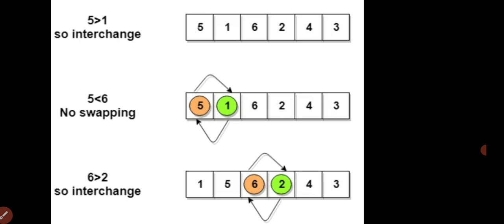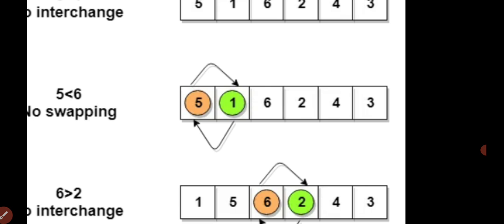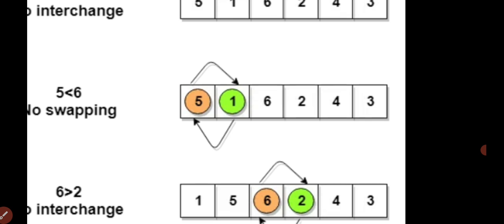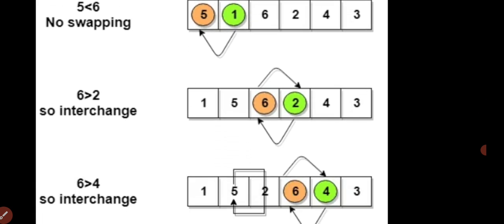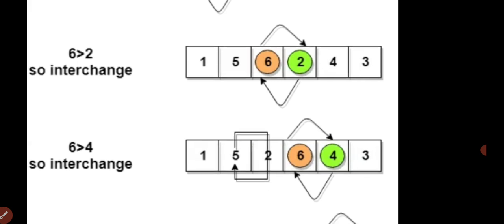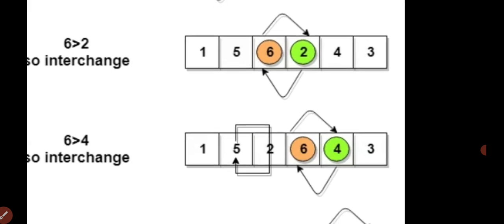Now we have checked 1 and 5, and now we are checking the second and third elements, 5 and 6. 5 and 6 are in order, so we can leave them as they are. Now the elements 6 and 2, the third and the fourth element, are not in order, so we interchange the values of 6 and 2. So 2 gets the third position and 6 comes to the fourth position.